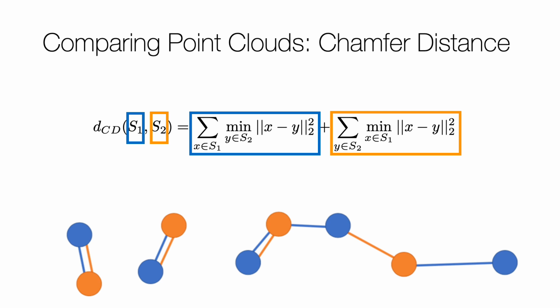We compare the two point clouds using chamfer distance. Chamfer distance is the sum of the Euclidean distance to each point's nearest neighbor in the other set. The chamfer distance is 0 if and only if for each point in the first set there is a point in the second set with Euclidean distance of 0, and vice versa.